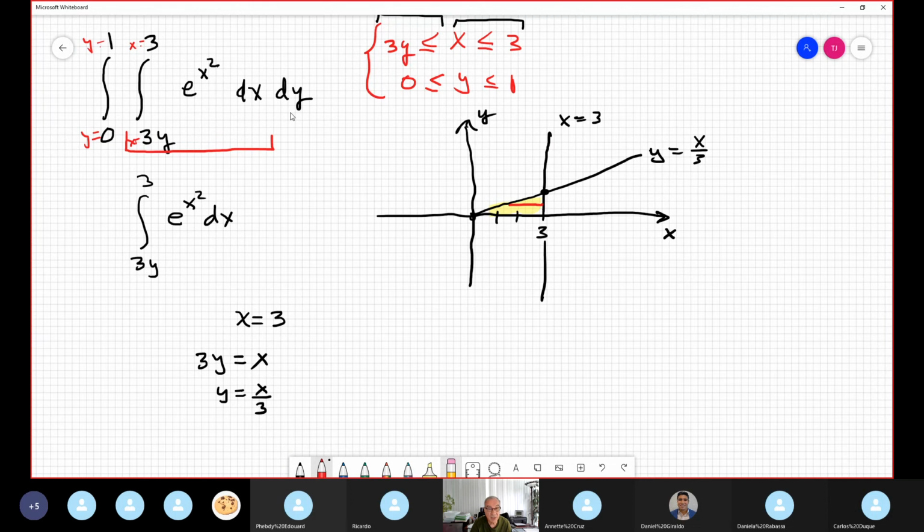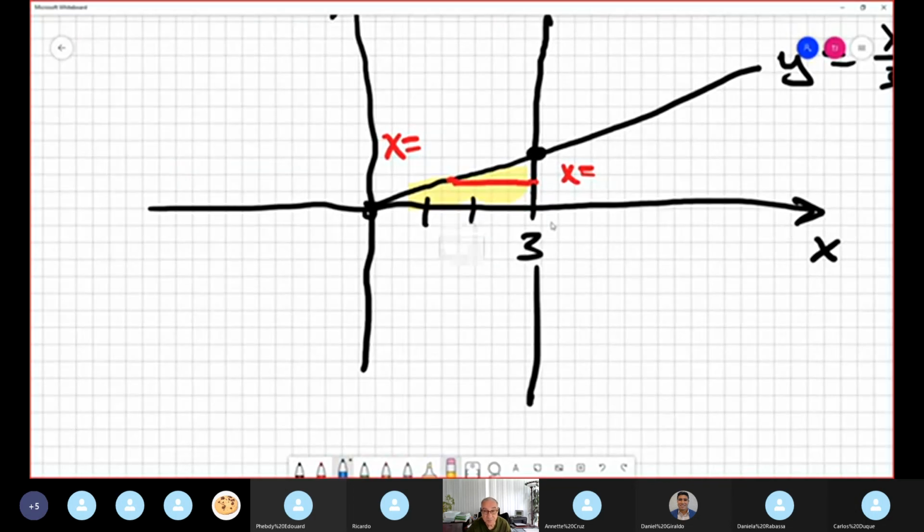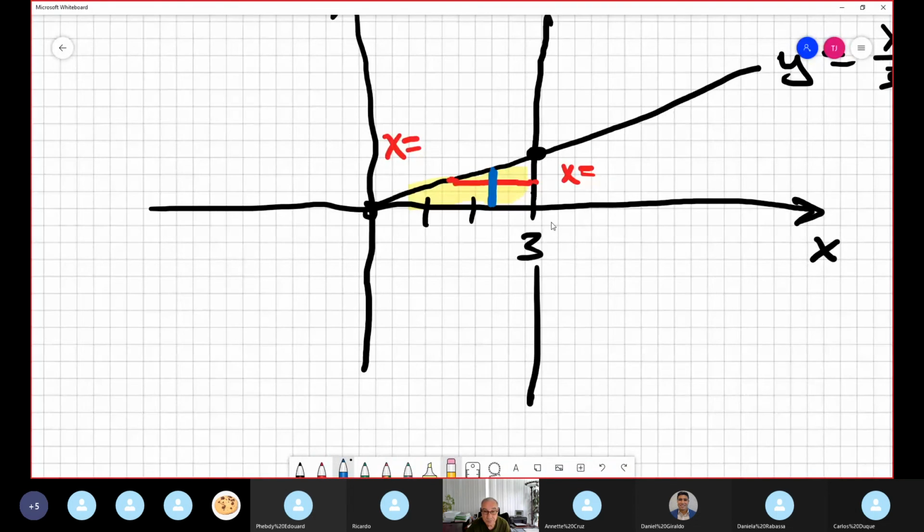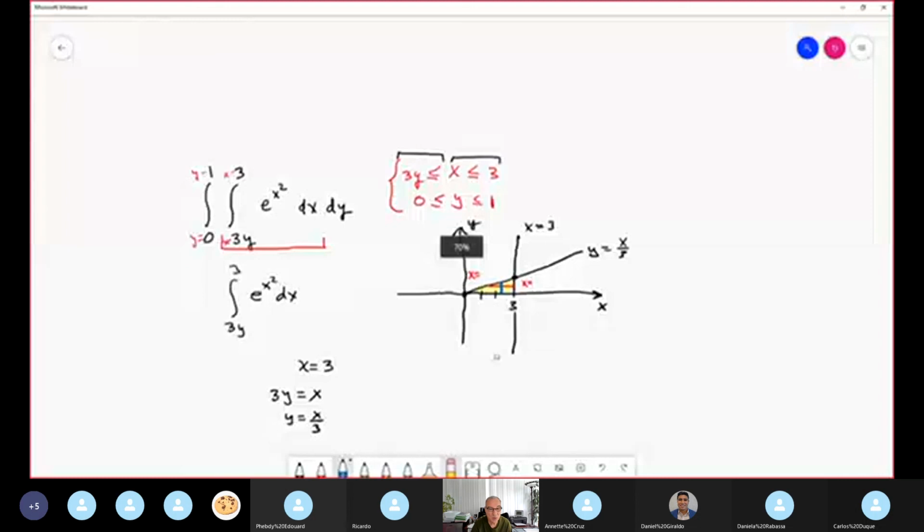And it goes from the line here, this is x equals something, to this, x equals something. It's 3, by the way. And this is the y value, no, the x value, which is 3y. Okay, this is the direction the student used. However, I need to change. I need to integrate in this direction. Okay, vertical direction. So you integrate first with respect to y.